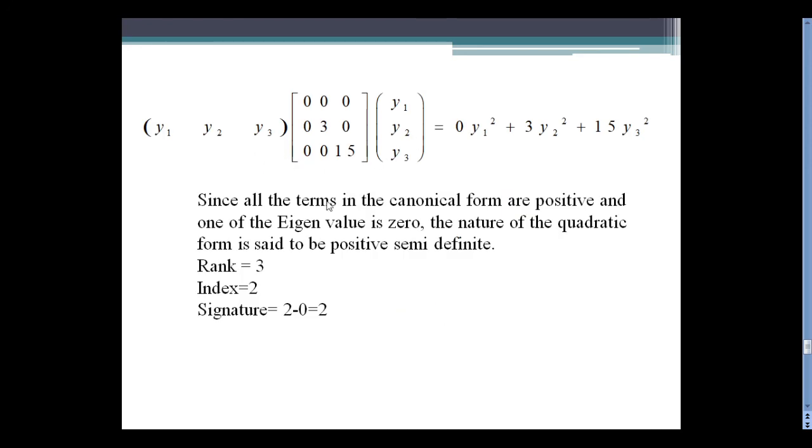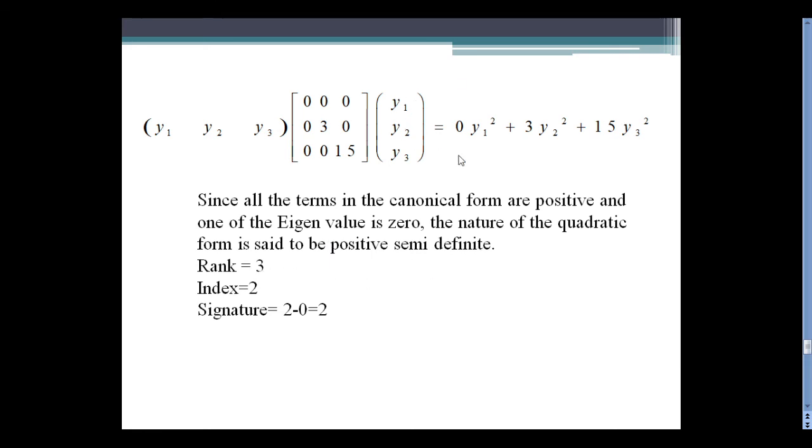So after getting D, we have to convert into canonical form. In order to convert into canonical form, we should multiply with y1, y2, y3. So on multiplying, we get 0 into y1 square plus 3 into y2 square plus 15 into y3 square. So we reduced the quadratic form into canonical form. Now we have to find out the nature of the quadratic canonical form. Here the eigenvalues are 0, 3, 15. One term is 0, another two are positive. So we call this one positive semi-definite.